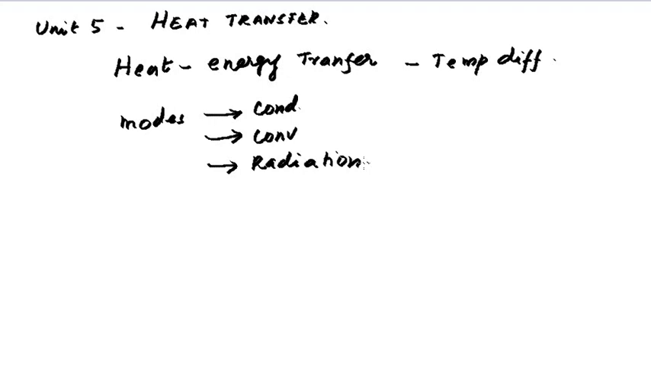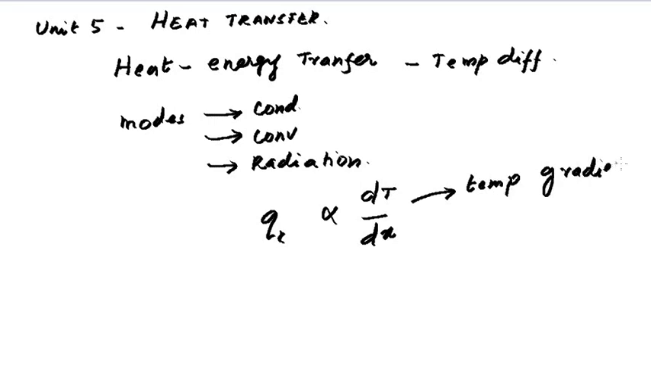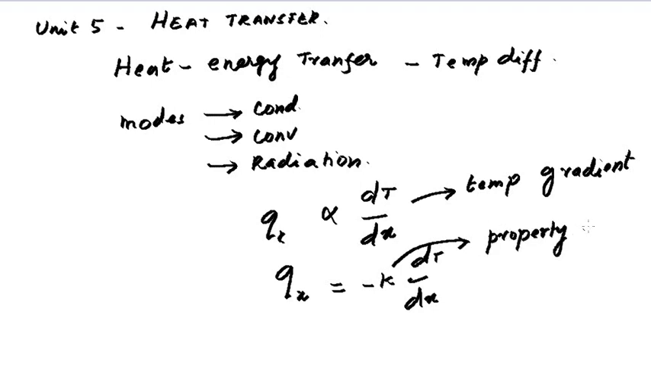Actually, the conduction law was given by J.B.J. Fourier. It was proposed in the year 1822. What he said was the heat conducted is directly proportional to the temperature gradient dT by dx. So this is called the temperature gradient. In order to remove the proportionality, it is given by minus k dT by dx. Now this k is called the constant of proportionality, or a property of the material through which the heat propagates.